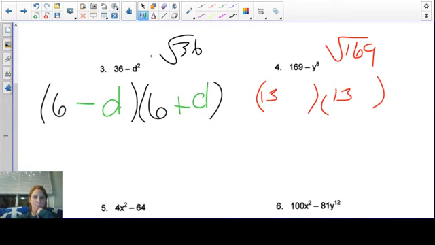When I go ahead and do the square root of y to the 8th, remember we divide that by 2, so I'm going to have minus y to the 4th and plus y to the 4th.